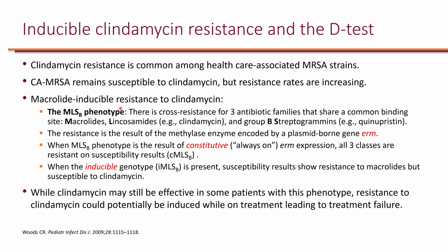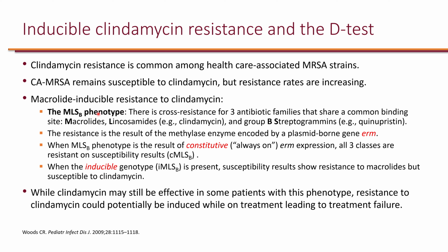Now, the concept of macrolide inducible resistance to clindamycin is very interesting. There is the MLSB phenotype, and that essentially stands for macrolides, lincosamides, of which clindamycin is the only drug in this class, so we usually just say clindamycin, and group B streptogramins, like quinupristin, which we don't really use clinically, so you will not really see this in this course. But this phenotype essentially is a cross resistance between these three classes of drugs.